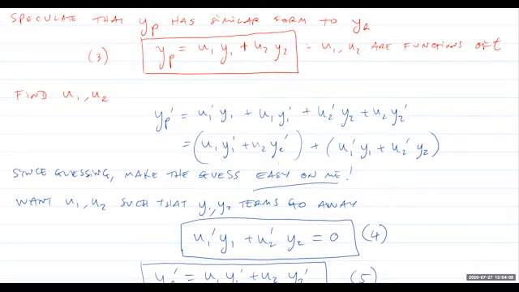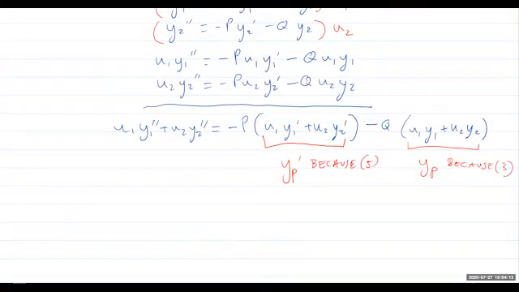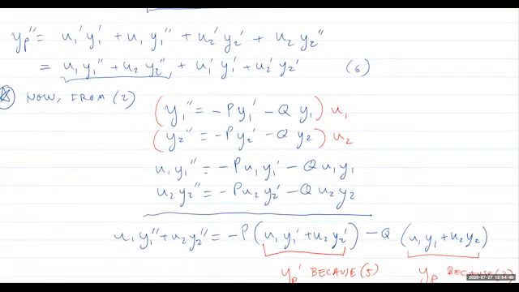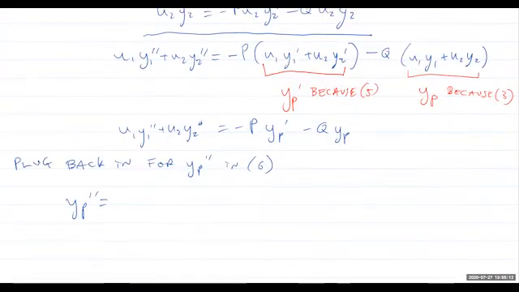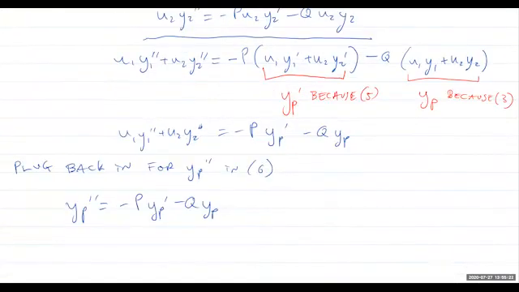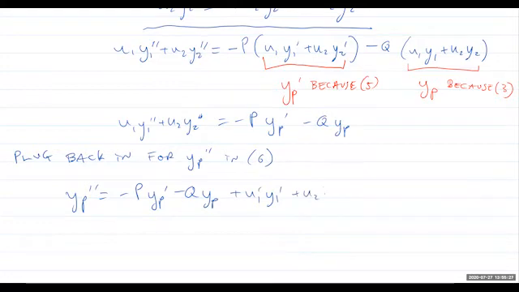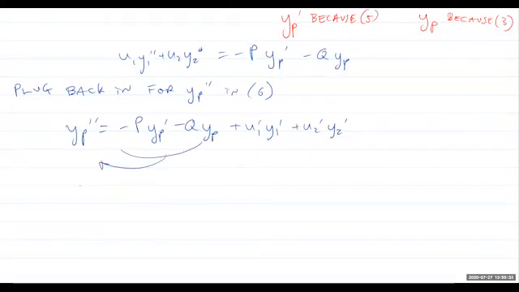All right, let me make this plus sign clearer. All right, so this whole thing is equal to negative p yp prime minus q yp. And all this is u1 y1 double prime plus u2 y2 double prime, which is this block here. So I'm going to plug back in for yp double prime in equation 6. So yp double prime is equal to that block. So negative p yp prime minus q yp plus u1 prime y1 prime plus u2 prime y2 prime. Move these to the left side.